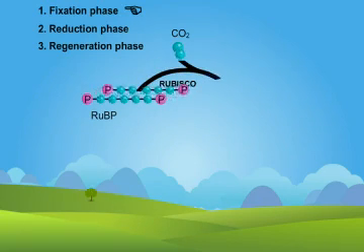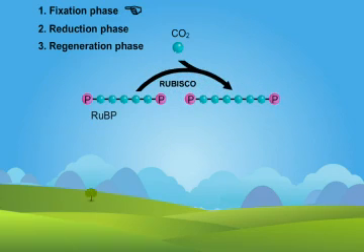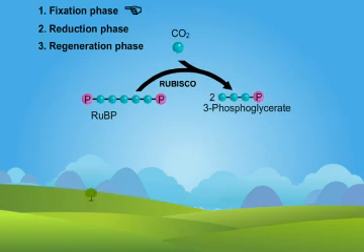And what are the products of this reaction? The product of this reaction is an unstable 6-carbon molecule that instantly splits into 2 molecules of 3-phosphoglycerate. Now this 3-phosphoglycerate, as you can see on your screen, is the first stable product of Calvin cycle.